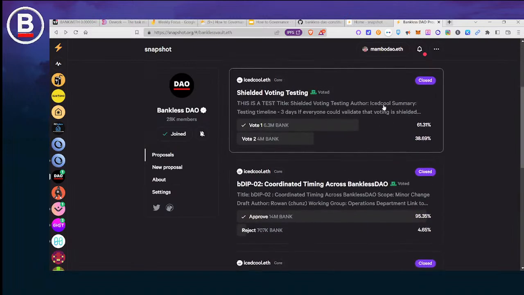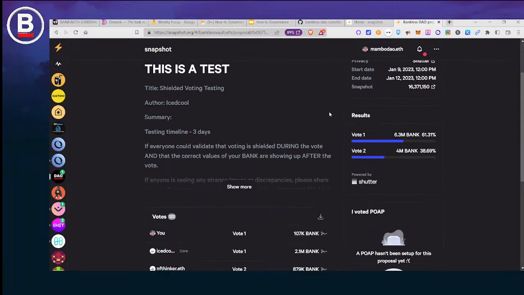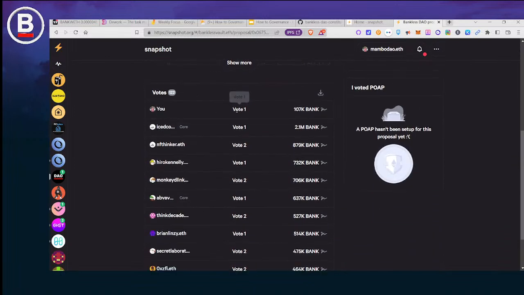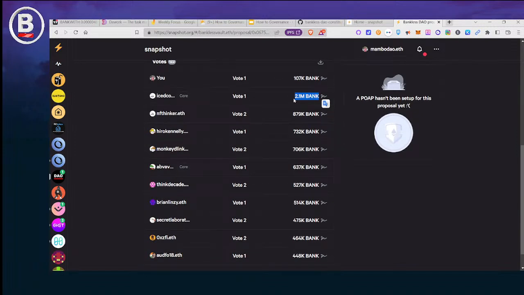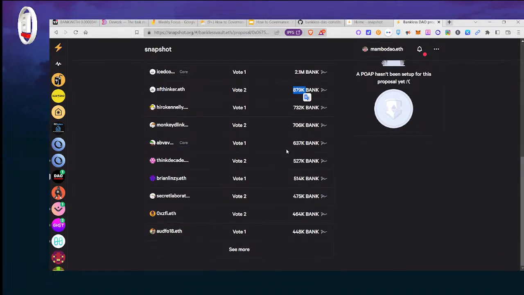So we can look back at this shielded voting, and we can see that I voted with 107,000 bank, Ice Cool voted with 2 million bank, and so Ice Cool's votes are worth 20 times more than my votes, if I got the math right. And Thinker, just under a million bank, his votes are just under half as powerful as Ice Cool's. And in Snapshot, we can go down and see who's voted, how much bank they've voted with.